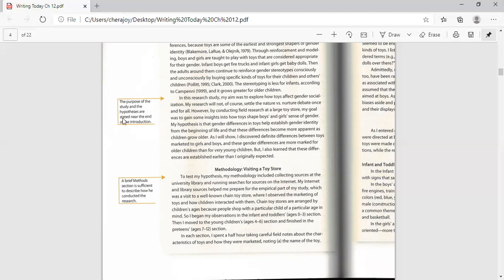In the margin, we see that this is where the hypothesis is going to come in. The hypothesis is kind of like the thesis. This is what the author assumes is going to happen, what they're trying to prove.